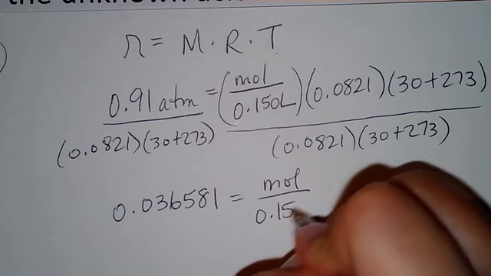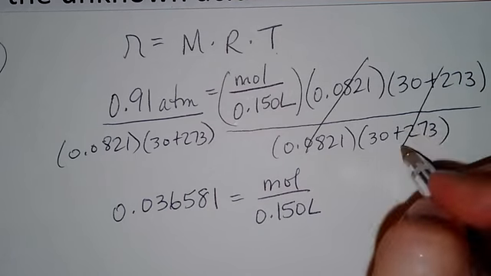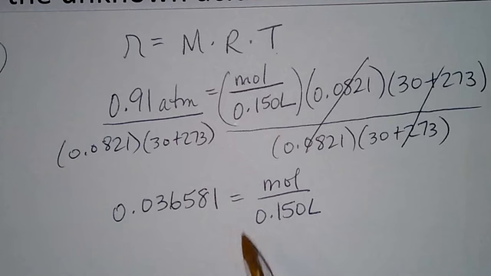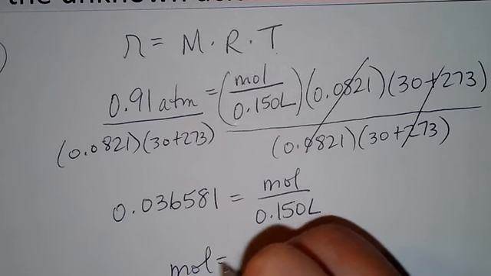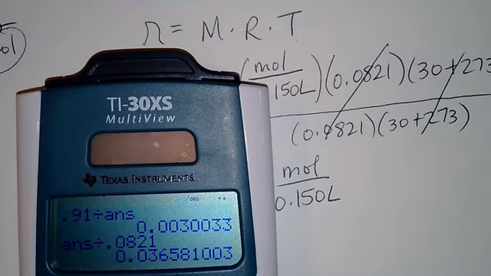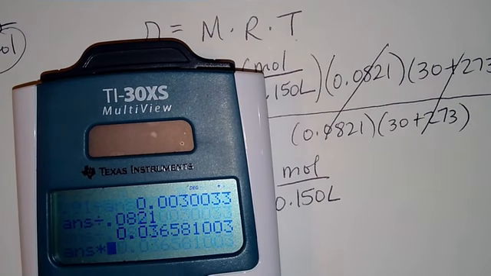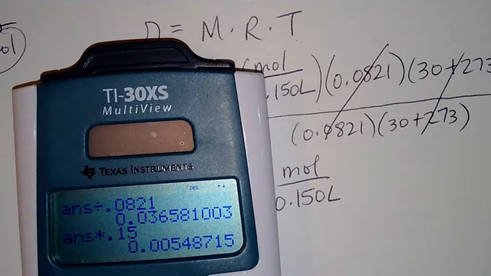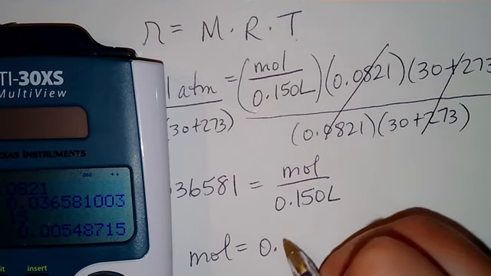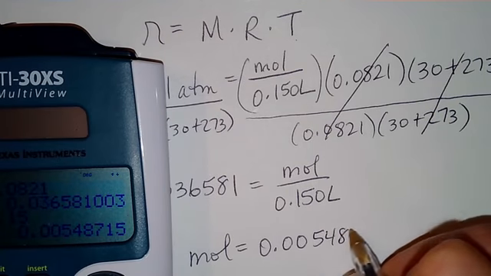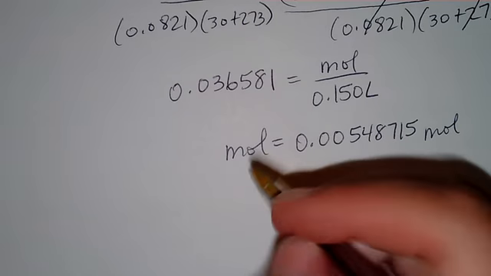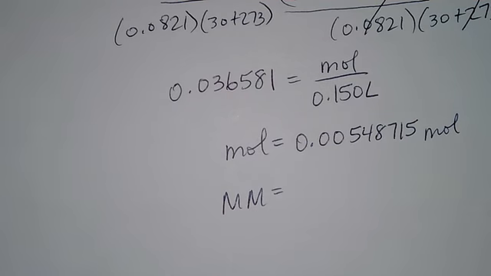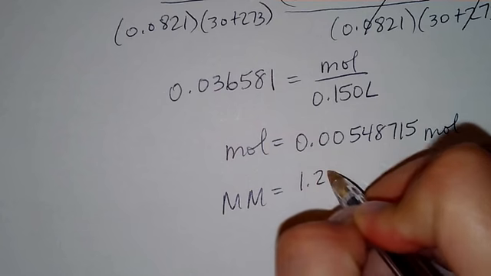Alright, so then we can multiply by our volume. So if we take our molarity times our 0.15, we have 0.00548715 moles. Alright, so now that we have our moles, we're going to plug that into our molar mass. So we have 1.23 grams that were given in the question, and now we have our moles.